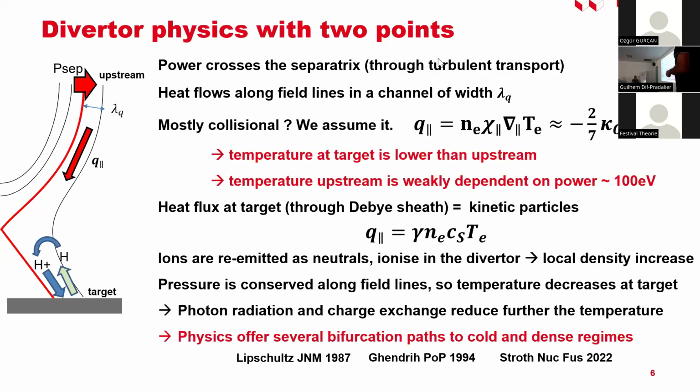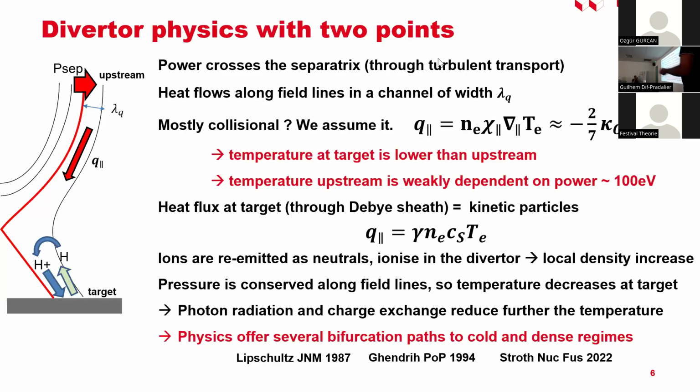And then the heat flows along the field line in a narrow channel in the boundary plasma called lambda Q, which is a few millimeters. This power goes down mostly by collisions, by electrons. Collisional transport, at least we will assume it. So the parallel heat flow is carried by the gradient of temperature times the collisional transport coefficient.